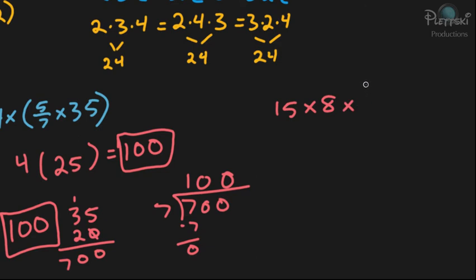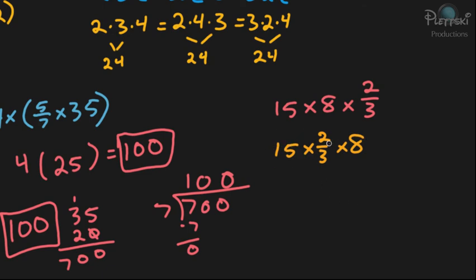Let's use 15 times 8 times 2/3. Okay, now in this problem, there's no parentheses, but we can use the commutative property, which says that we can rearrange the terms. Since it's all multiplication, it doesn't matter which order we do them in. So I'm going to switch the 2/3 and the 8, and I'm going to rewrite it as 15 times 2/3 times 8.